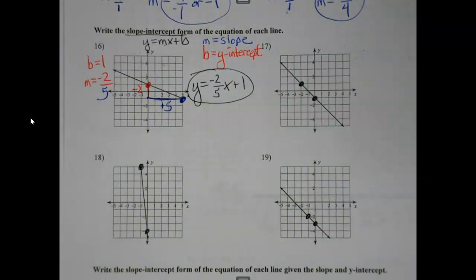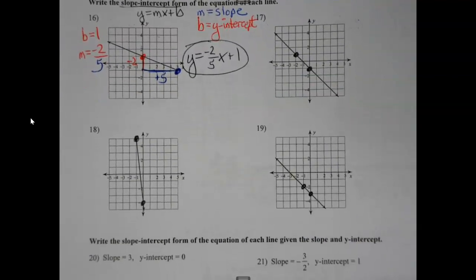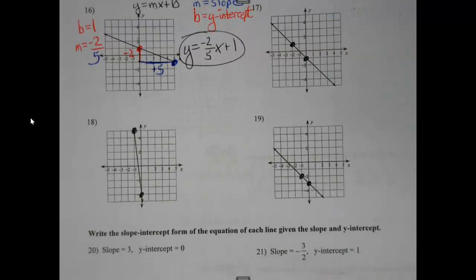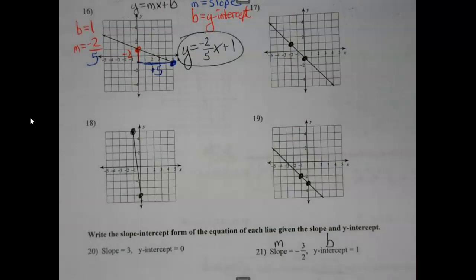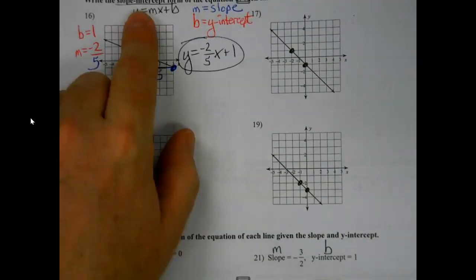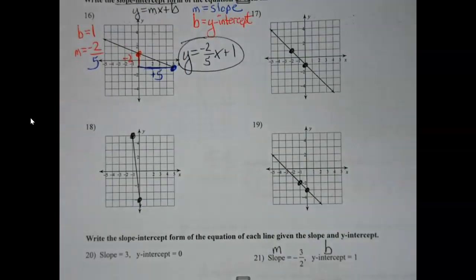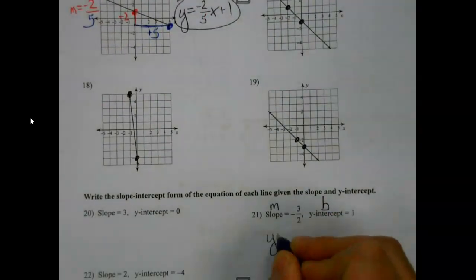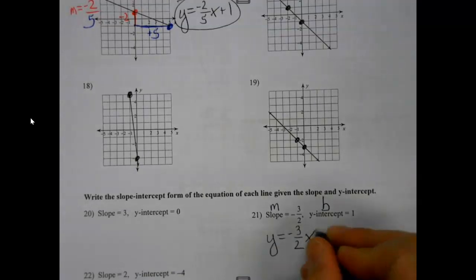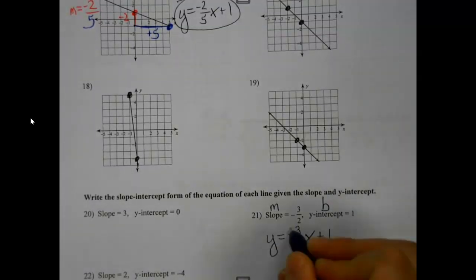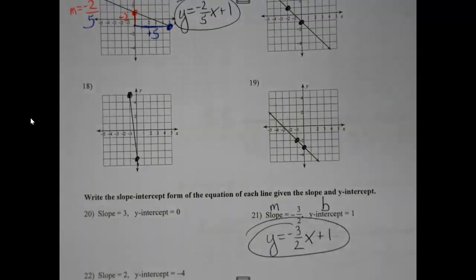Another way to do the equation, which is simpler. Let's say we're doing 21. Write the slope-intercept form of the equation given the slope and the y-intercept. So I'm already being given both the values I need. I don't have to calculate anything. I just got to write y equals m, my slope, x, don't lose your x, plus b. No extra math. Just insert the values and go about your business.